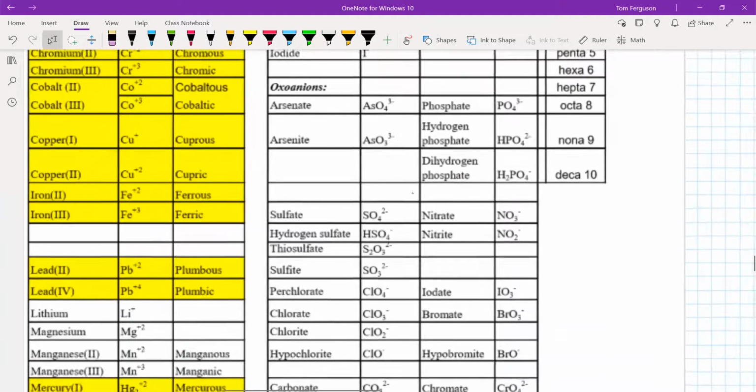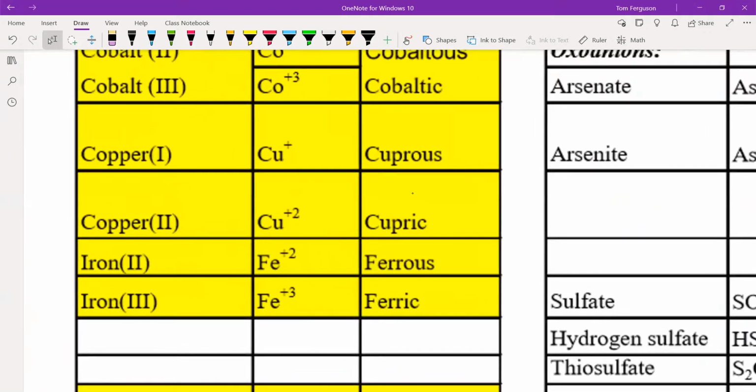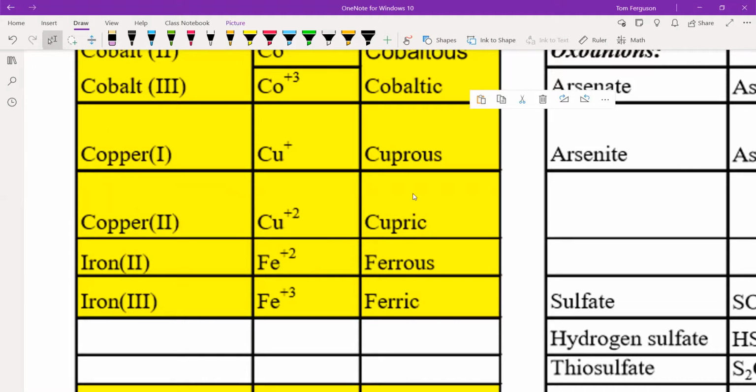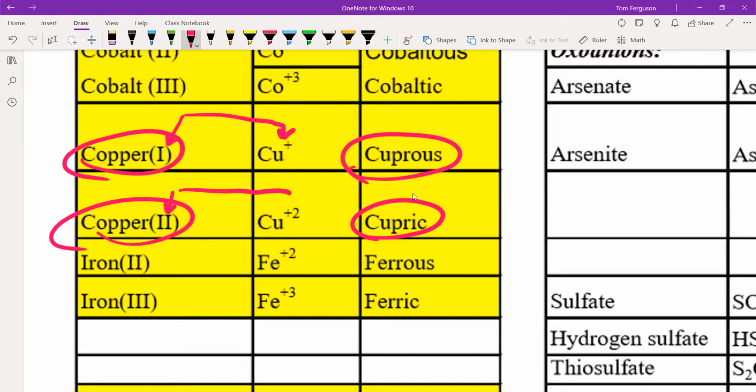So if we were to talk about, for example, let's look at the copper ions here. It says right here that copper can either be a +1 or +2 charge, or +3 or +4, but the most common ones are +1 and +2. The +1 is called copper 1 or cuprous. Both are correct. Copper 2, cupric. Now, this Roman numeral refers to the charge on the cation.